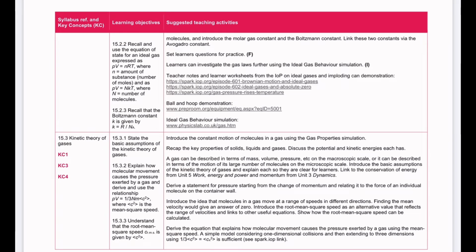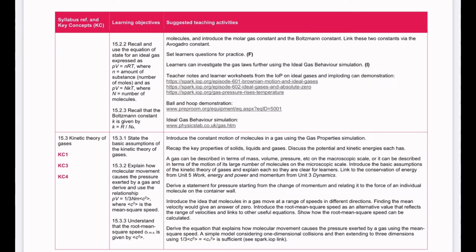15.2.2 Recall and use the equation of state for an ideal gas expressed as PV = nRT, where n is the amount of substance, number of moles, and PV = NkT, where N is the number of molecules. 15.2.3 Recall that the Boltzmann constant k is given by k = R/NA.